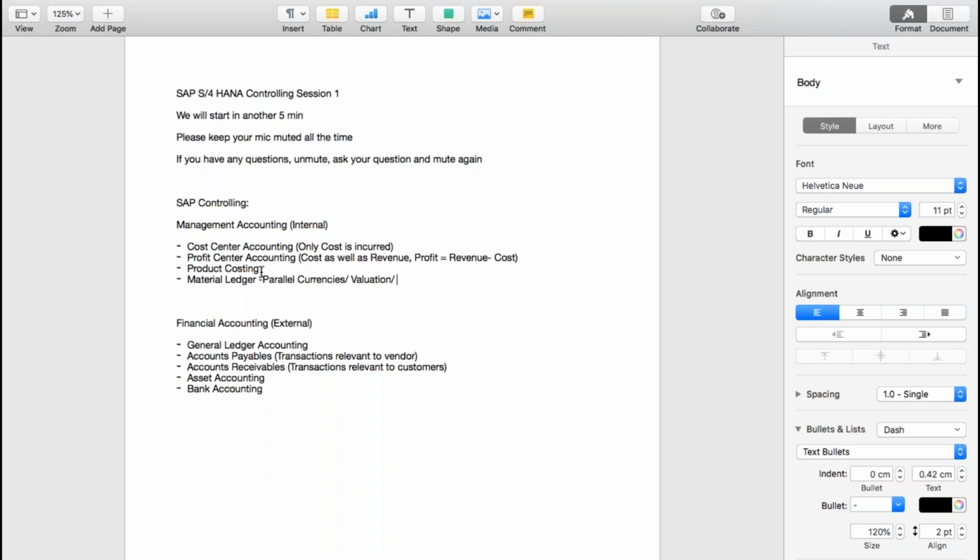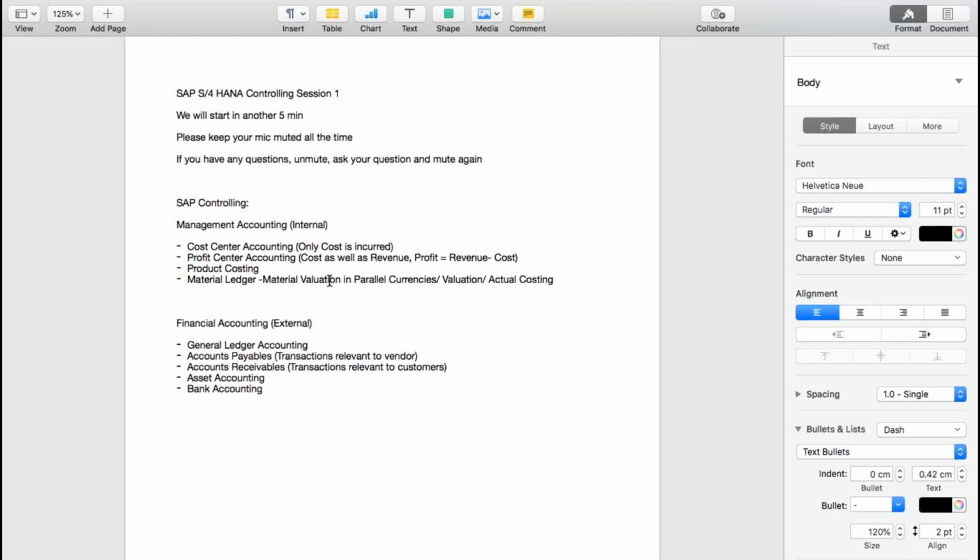Okay, and number three is actual costing. So no need to worry as of now. I'm just giving you the overview. Material ledger allows you to perform the inventory valuation, material valuation in parallel currencies, in parallel valuation, and you can perform actual costing. Okay, so this is a module which is used in order to report your material valuation.